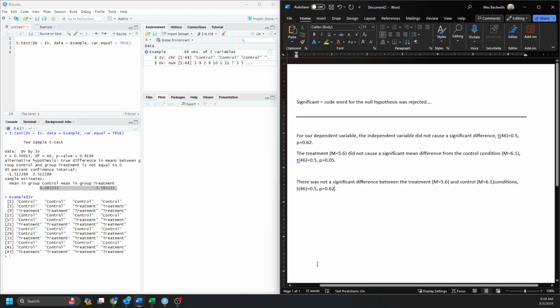Okay? Now, let's say you actually had a significant difference. The only change you make here is you delete all the nots. There was a significant difference. It did cause a significant difference. So you have some stylistic options with how you write your sentence, but it does need to be a complete sentence before you add in any of the actual statistics.